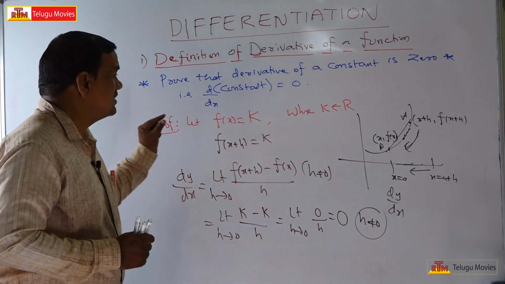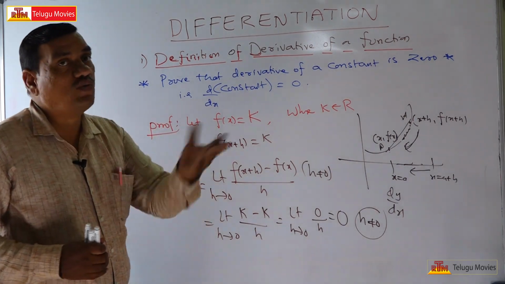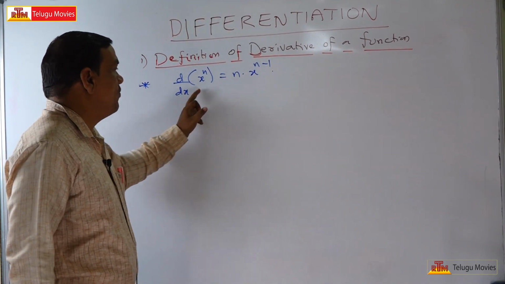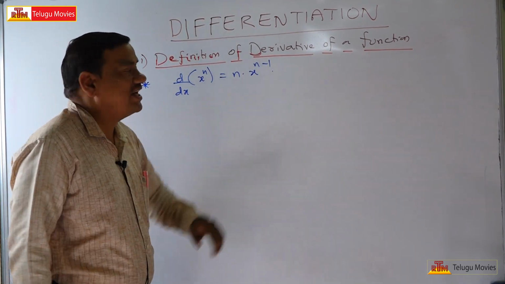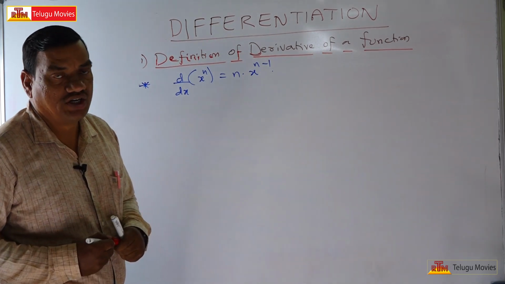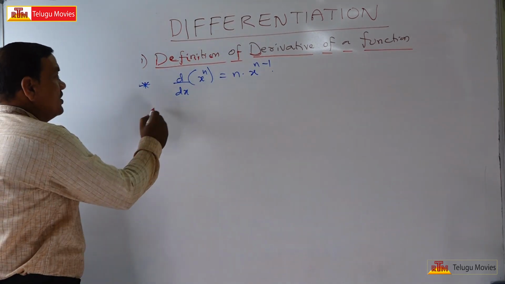So let us find the derivative of one more function. This is the first formula in the derivatives: the derivative of x power n is equal to n times x to the power of n minus 1. So what is the proof of this formula?